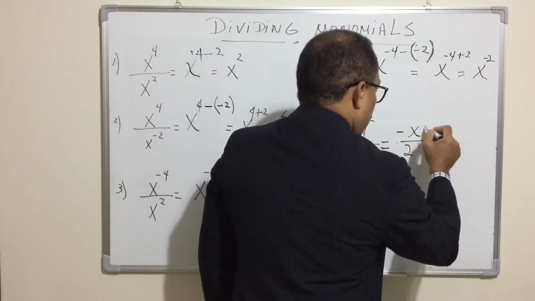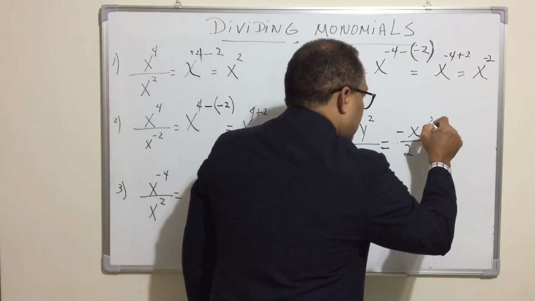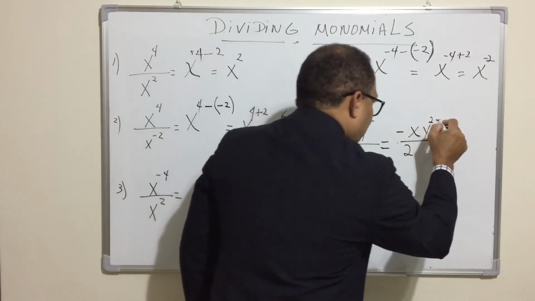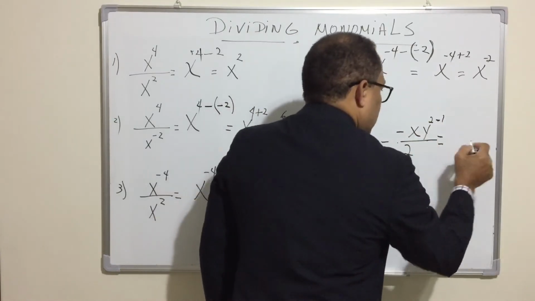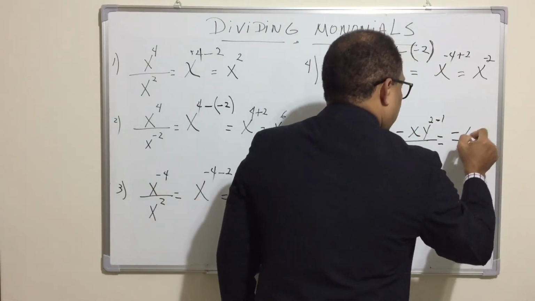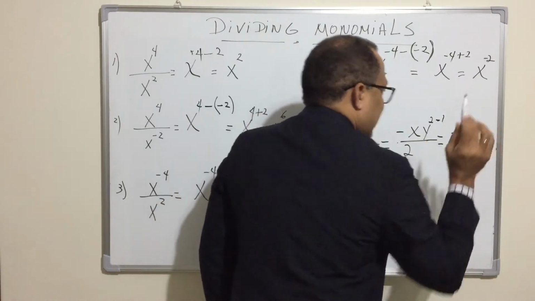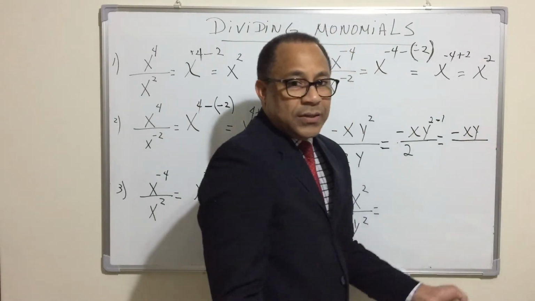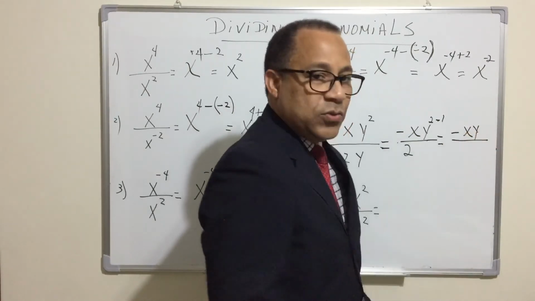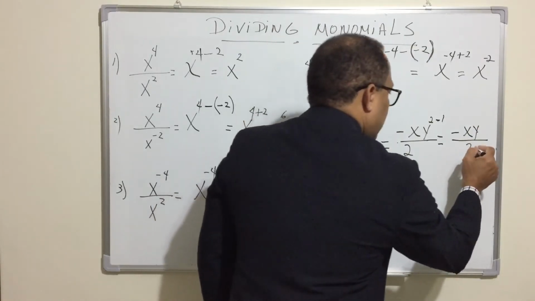So this would be y. Subtract the exponents, is 2 minus 1, equals negative x y. 2 minus 1 is 1. That's a 1. You can put the 1 or not, but y means y to the first. There's a 1 up here. Over 2.